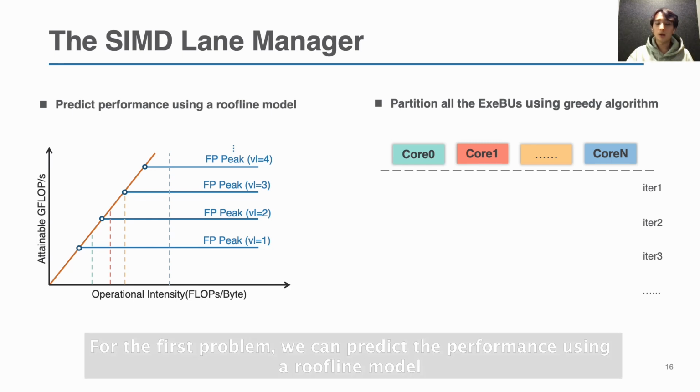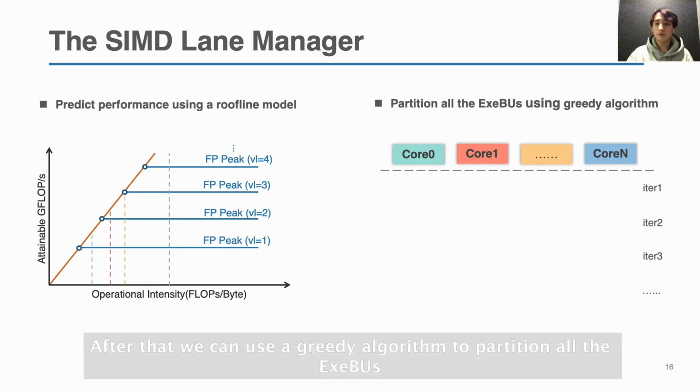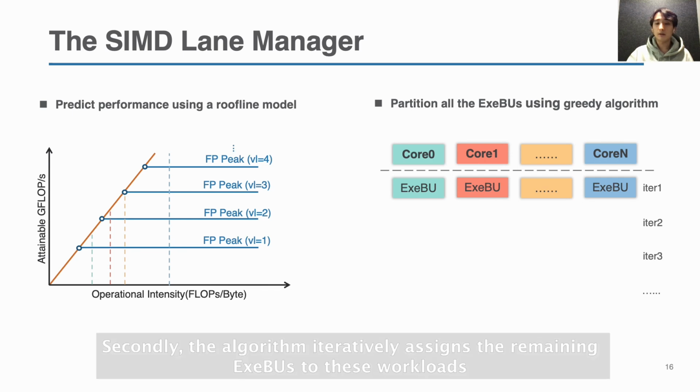For the first problem, we can predict the performance using a roofline model. With it, we can know whether the operational intensity of the phase has a performance gain on the given number of execution basic units. After that, we can use the greedy algorithm to partition all the execution basic units. Firstly, one execution basic unit is assigned to each workload currently executing a phase. Secondly, the algorithm iteratively assigns the remaining execution basic units to those workloads.